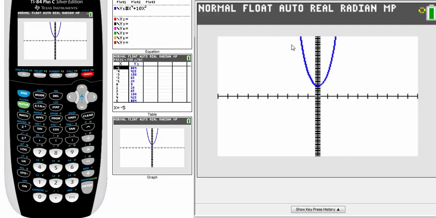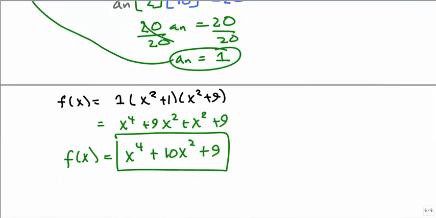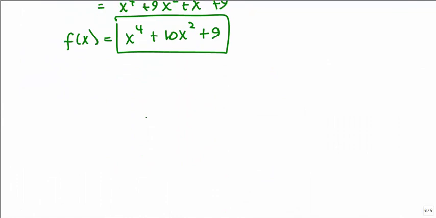It's not crossing the x-axis, so I don't have any real solutions. I only have complex solutions. So our graph verifies that. So definitely one of the harder problems. It's long, but it's definitely doable because you have all the skills that you need. Let's go ahead and look at our very last problem that you'll see in the homework set.